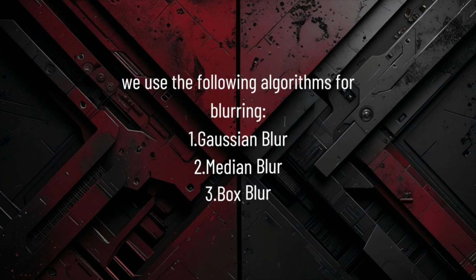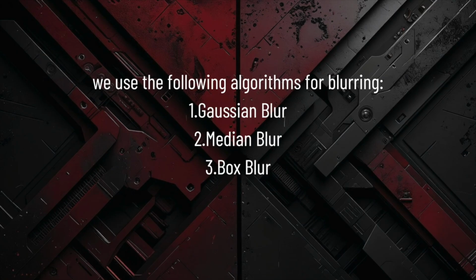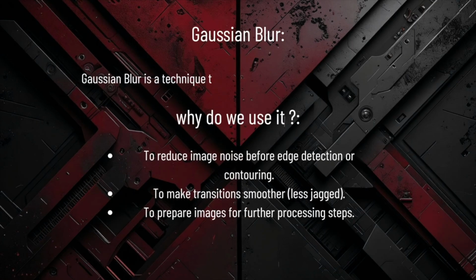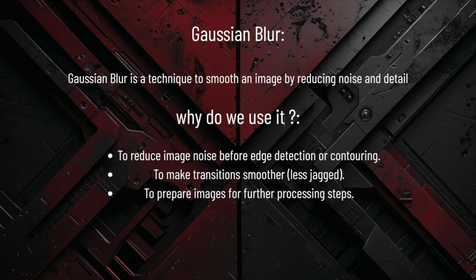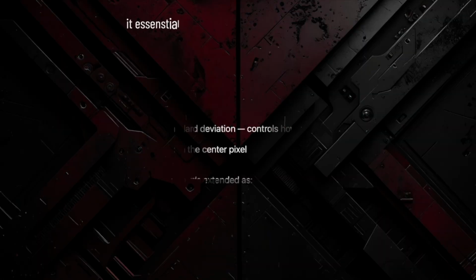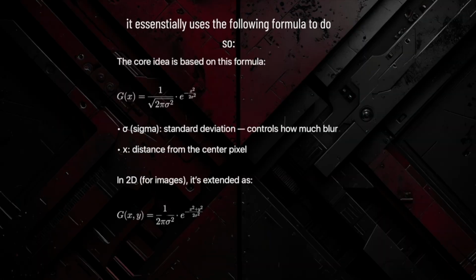There are three general algorithms used for blurring, which are Gaussian blur, median blur, and box blur. We'll get into the details of all of those. So first comes Gaussian blur. Gaussian blur is the most commonly used technique in image processing for reducing noise and details. So why do we use it? We generally use it to reduce image noise before edge detection or contouring. The Gaussian blur algorithm uses the following formula to do so.